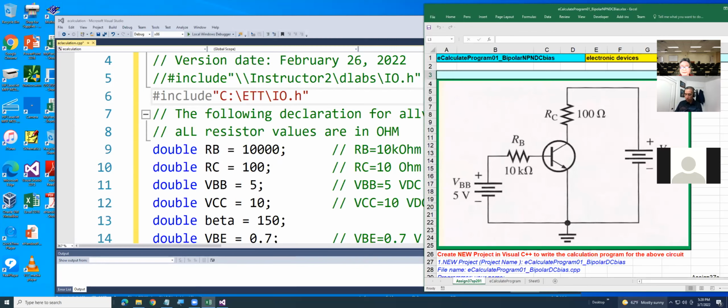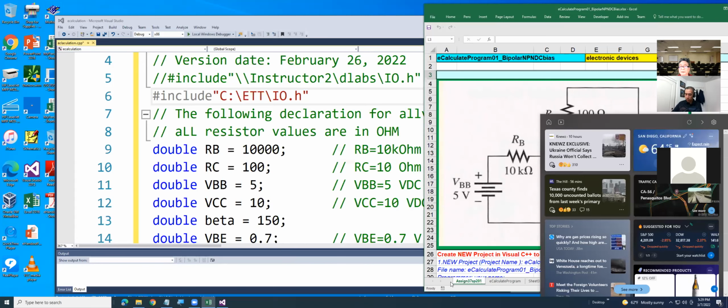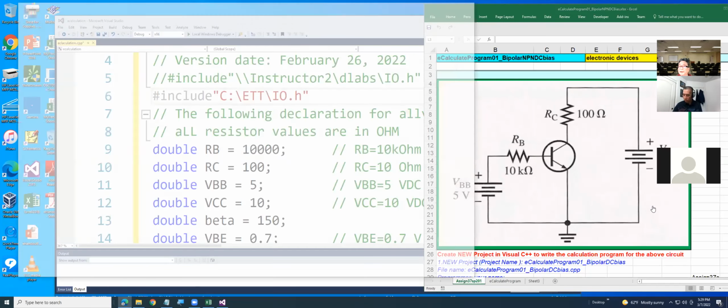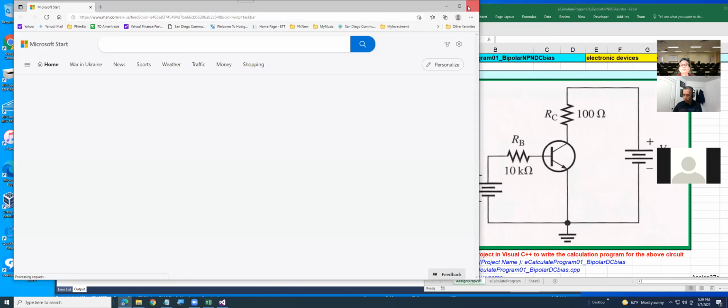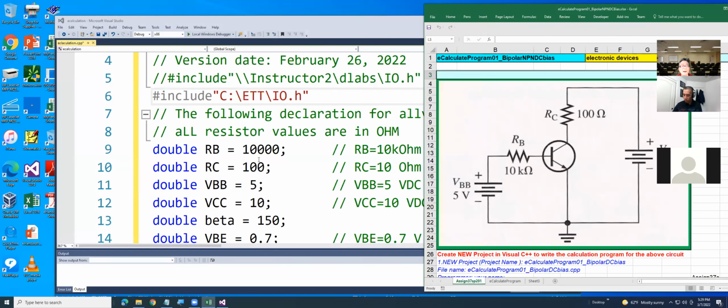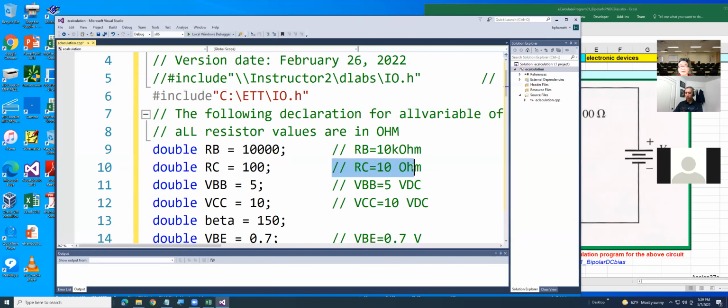Computer cannot understand. Okay, so they will be 10,000. RC double equal 100. This is the command here. We try to explain to you what the value in the schematic is.